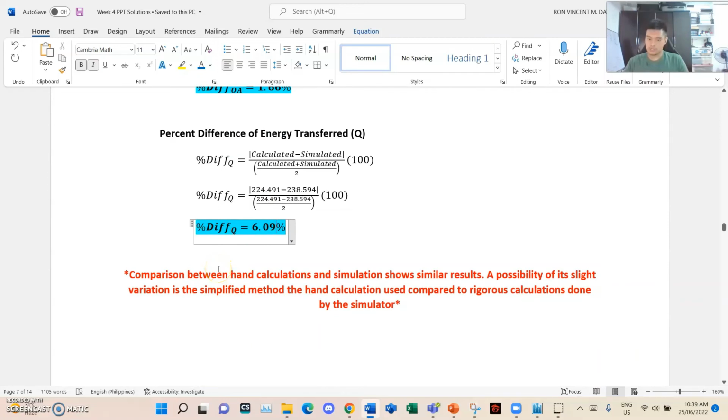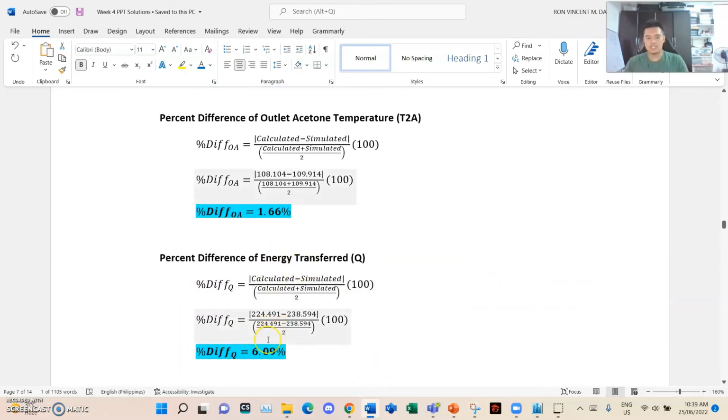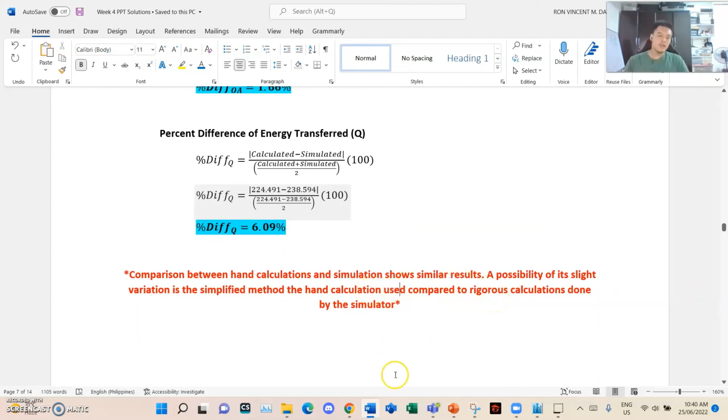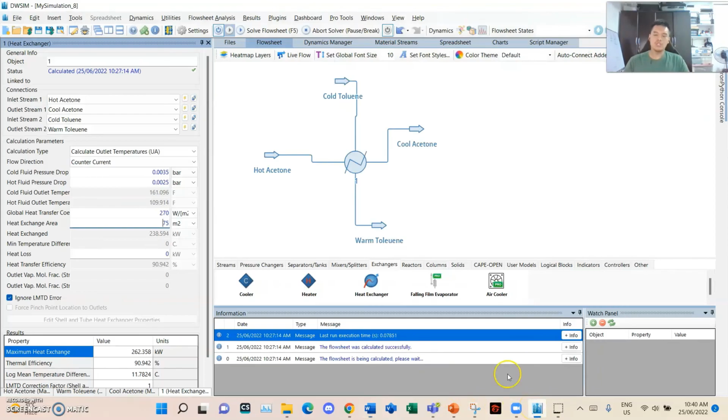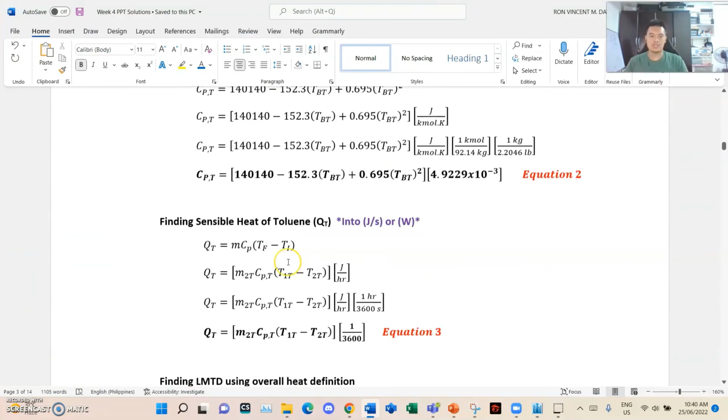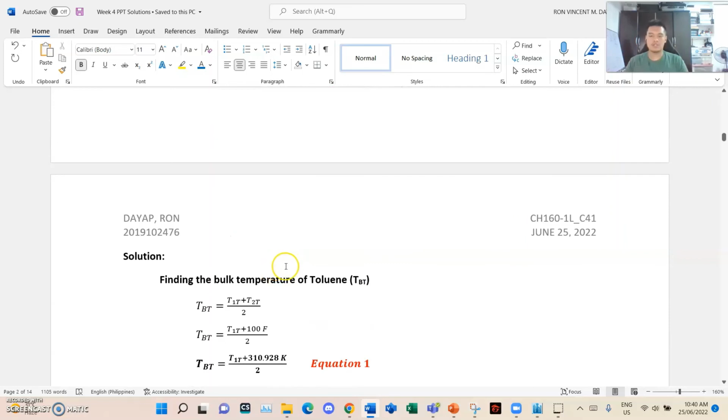So, my conclusion is that the comparison between hand calculations and simulation shows similar results. A possibility for the slight variation, meaning why it is not exactly 0%, is that the simplified method that I used in this calculation is compared to the rigorous calculations done by the simulator. Meaning that I was not able to truly use the Raoult's law property package here, because I don't think that during the production of this algorithm there is an application of the Raoult's law equation.